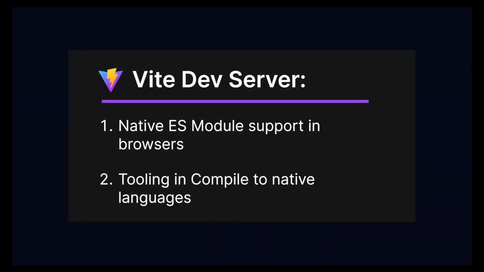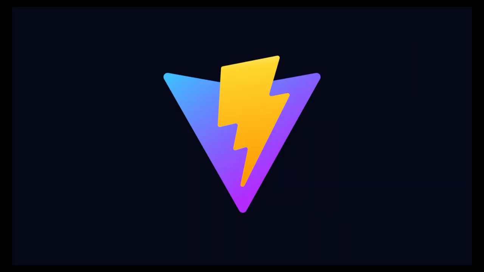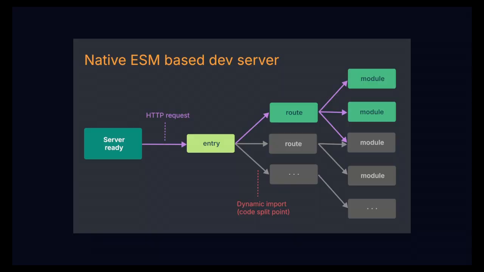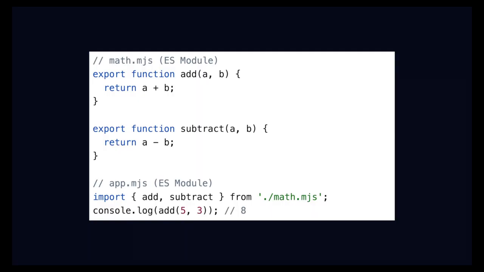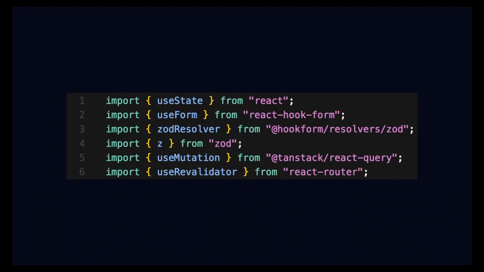The Vite dev server takes advantage of two recent developments: native ES module support by browsers, and tooling written in compile to native languages like Go or Rust. Firstly, Vite skips the bundling step of a tool like Webpack, and instead serves your site to the browser through native ES modules. If you have used React, you're probably familiar with ES modules. This is the format for sharing pieces of JavaScript code across files, and it allows you to reuse React components and functions. It used to be ES modules were not natively supported in the browser.